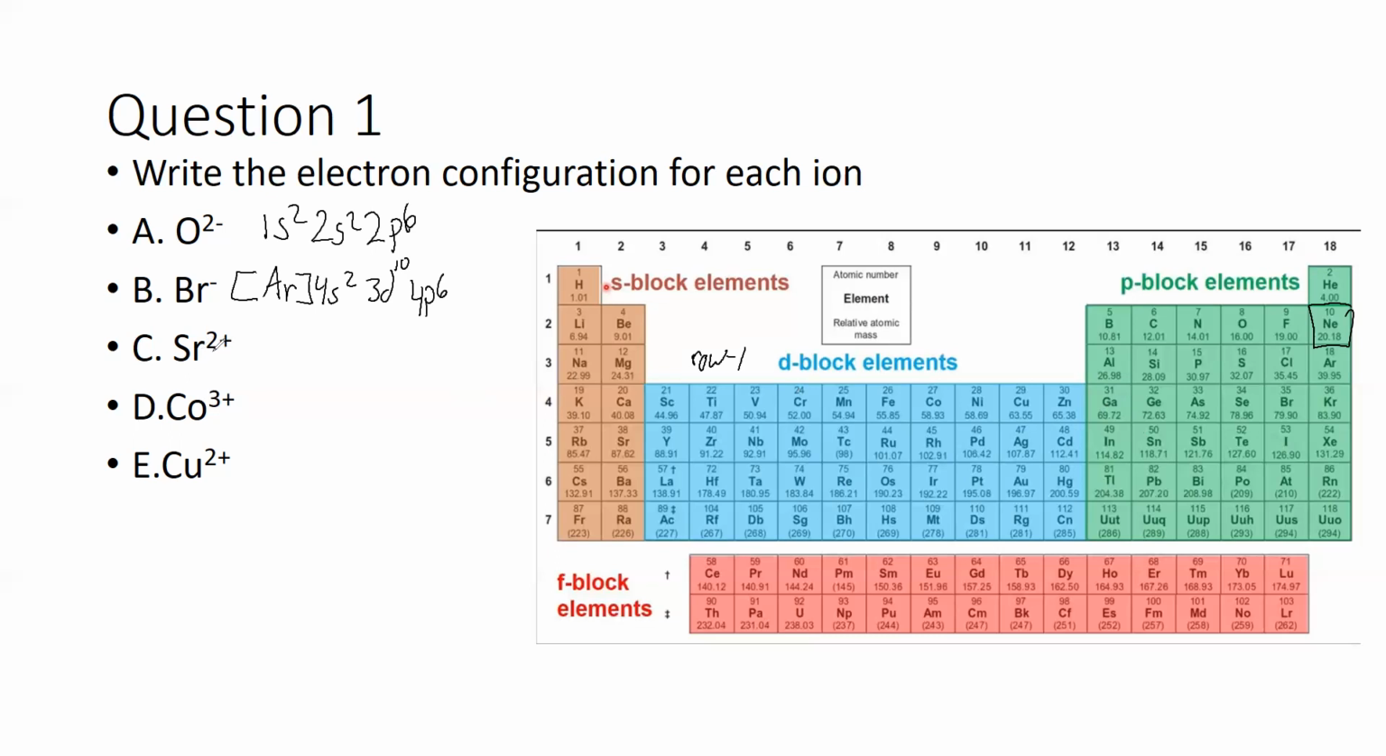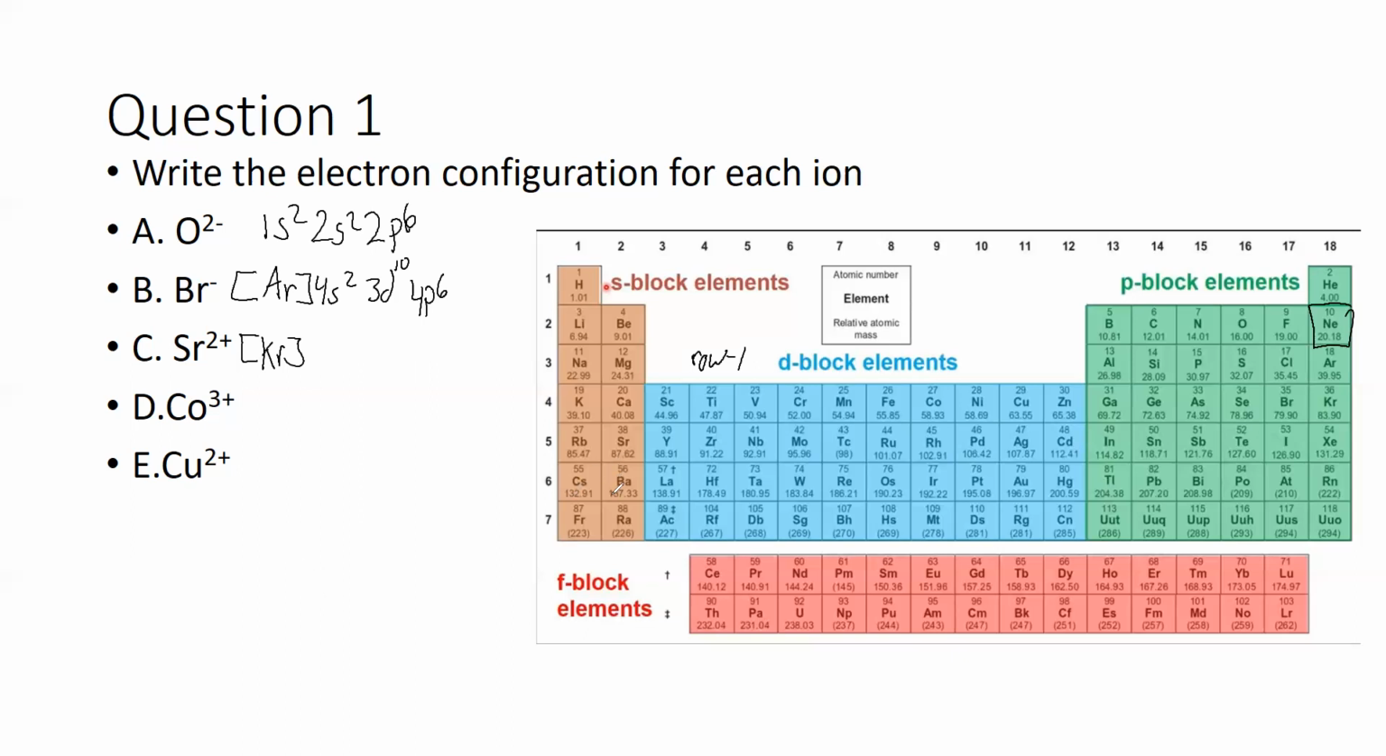Sr2+, the noble gas before Sr is krypton. And normally Sr is krypton 5s2, but we lose 2 electrons. So it's just krypton. So you could actually do it like that.